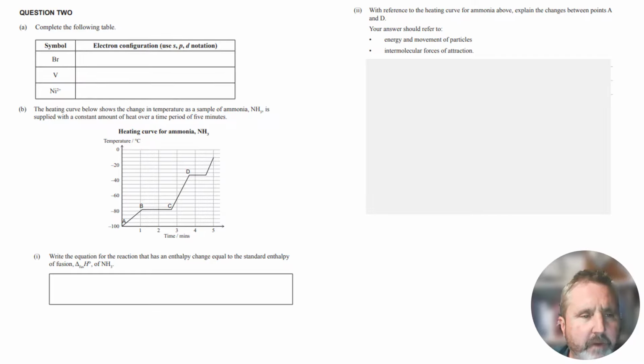Question 2. Complete the following table. Okay, so we're going to write the electron configurations for atoms. Bromine is straightforward, but it's quite a large one. So bromine is number 35. So we're going to put 35 electrons in these sublevels in order. Now notice I put argon for the first 18, and then I've written 4s before 3d because that's what I do. The order of those two doesn't really matter. I put 4s because it comes before 3d when filling them, but numerically the 3d would go first. And we've got 4p there.